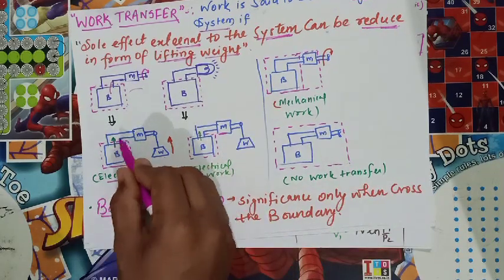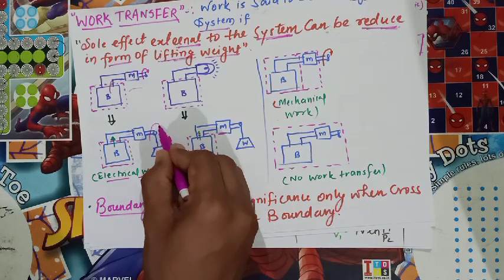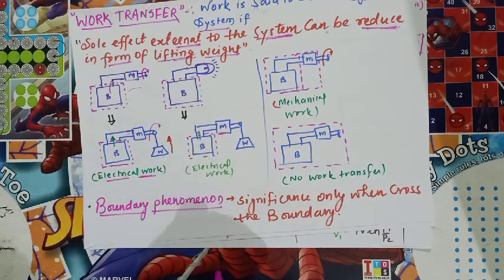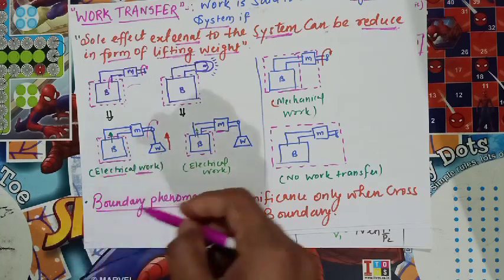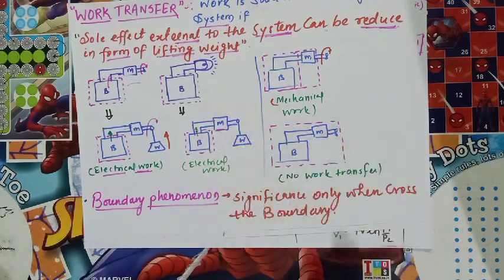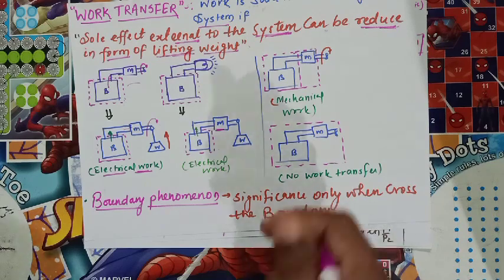Then via this motor, the electrical work is converted into what? Mechanical work, right? So here in this case also we will say that electrical work is occurring, here also we say electrical work is occurring. Now let's change the system.